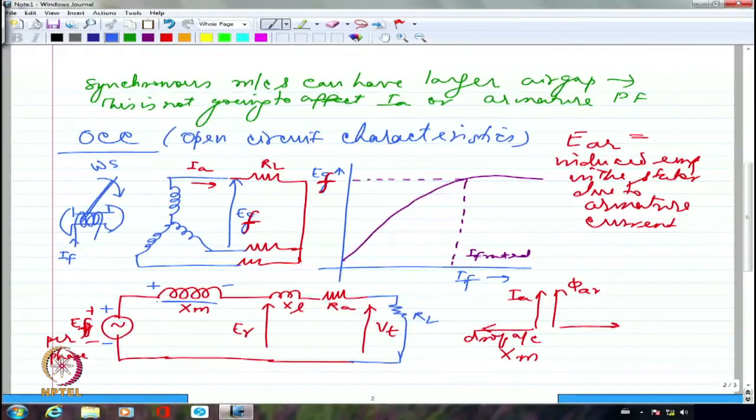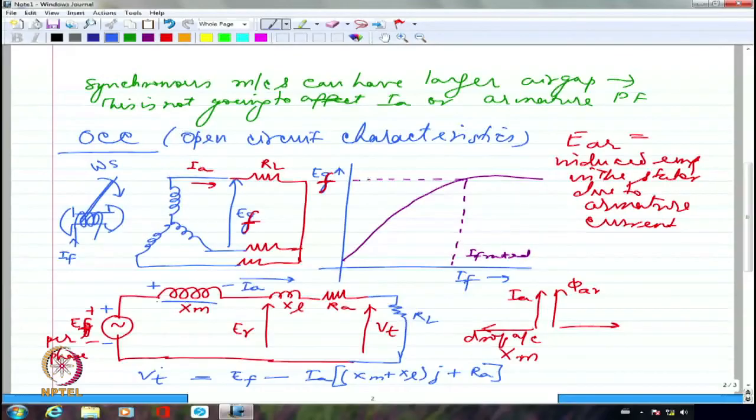I should be able to write this as, if this entire current is IA, I have to say EF minus IA multiplied by whatever is my XM plus XL times j plus RA. This is what is going to be my VT. Am I right? Because I am going to have RA and IA, of course, will be with the phase angle.